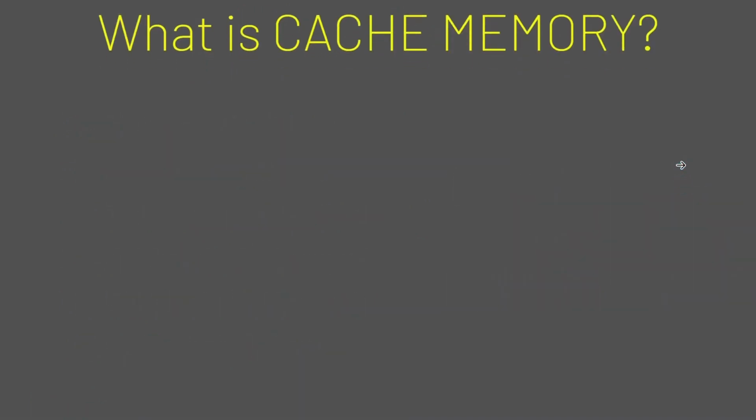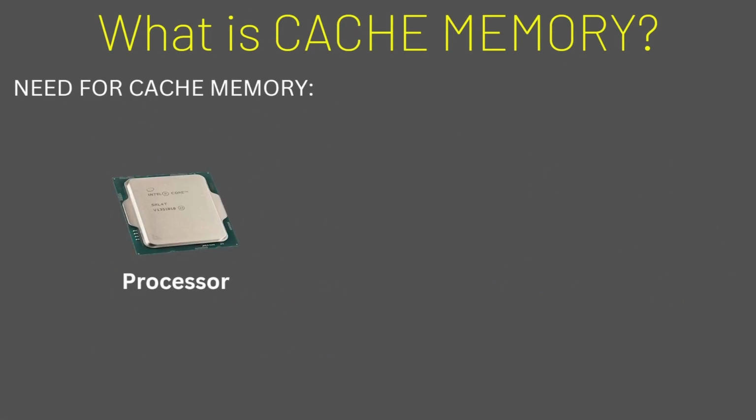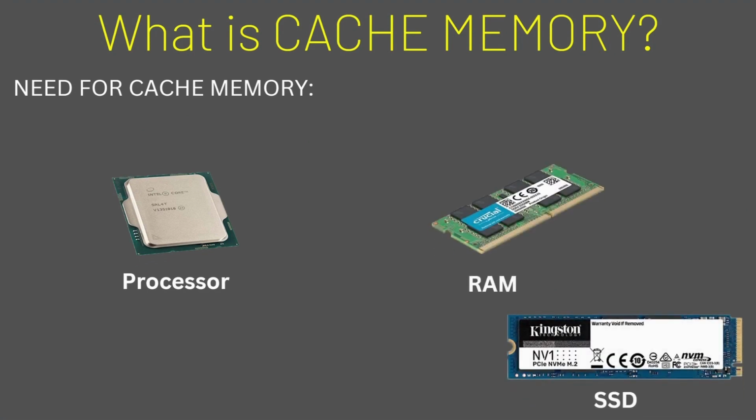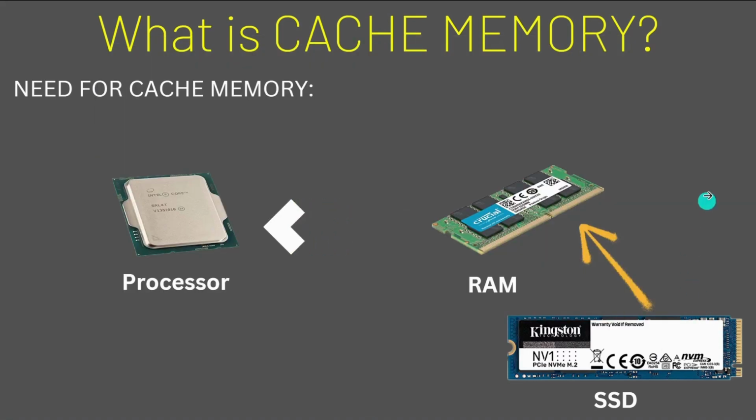So what is cache memory? Before moving to what is cache memory, let us discuss the purpose of introducing it. In any device, we have the processor, the RAM and an SSD or a hard disk. Data flows from the SSD to RAM and then from RAM to the processor. But the rate of flow of the data is much slower from SSD to RAM than from the RAM to the processor. So in this situation, the processor requires a lot of time to access the data from the SSD.